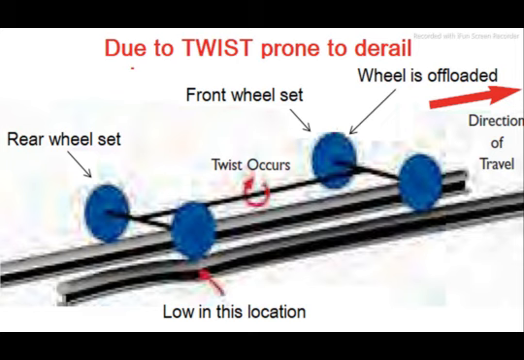Twist is one of the track parameters calculated by using cross level values at two locations separated by a specific distance, that is the base. It is also defined as the rate of change of cross levels in mm per meter over a given base. Next, design twist.